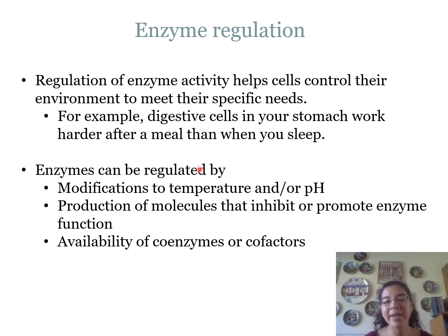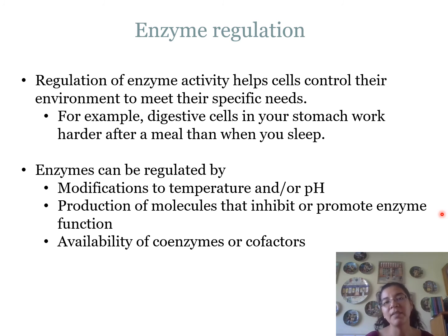So enzymes can be regulated by modifications to temperature and/or pH. Recall that we looked over this in the digestive system chapter. Our saliva, the environment in our mouth, is near neutral. So amylase works best in near neutral pH, as opposed to pepsin. Pepsin's in the stomach. The stomach has a low pH at the very distal end of the stomach. That low pH of 1 or 2 will destroy most proteins and enzymes, right?